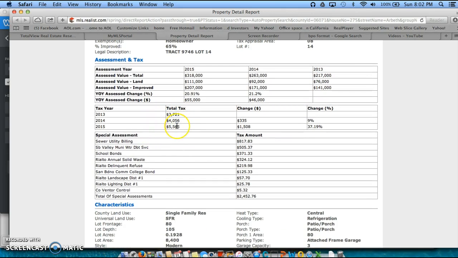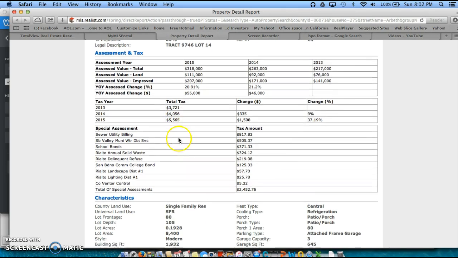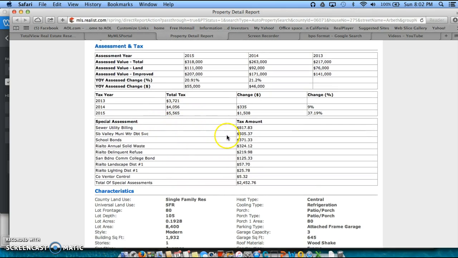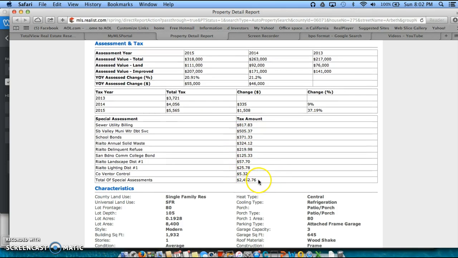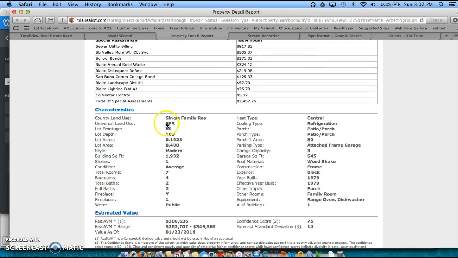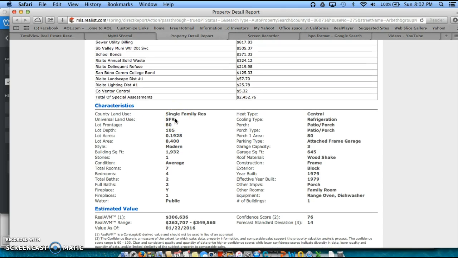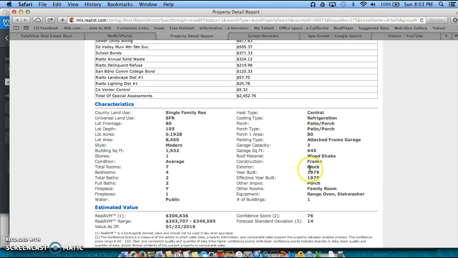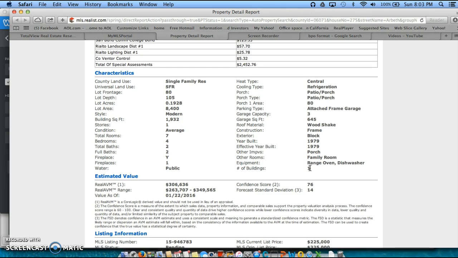the amount of tax that was actually owed and paid, any special assessments that were made, and then the total down here. Then it gives us characteristics of the home. So it talks about it being a single family residence, the lot size, the size in acres, the area of the lot, the building square footage, total number of rooms, bed, bath count. It also shows what type of HVAC system it has, heating, air conditioning, cooling. So it gives us a nice snapshot of what's going on with the property.